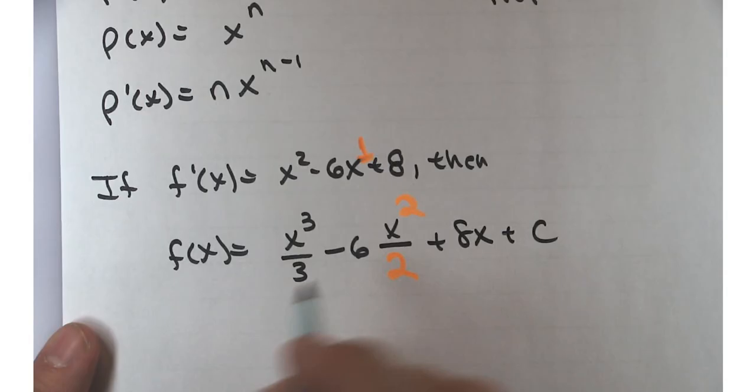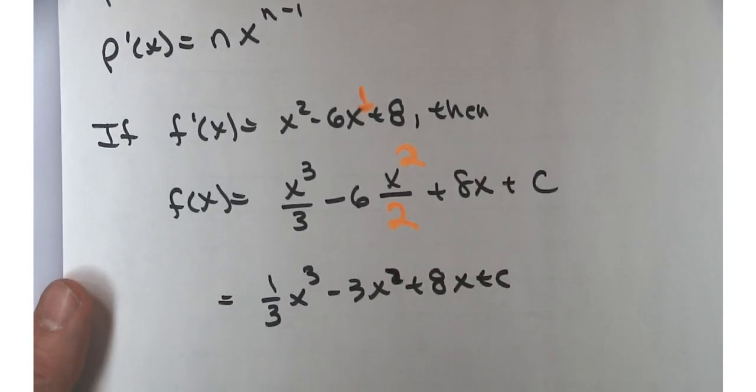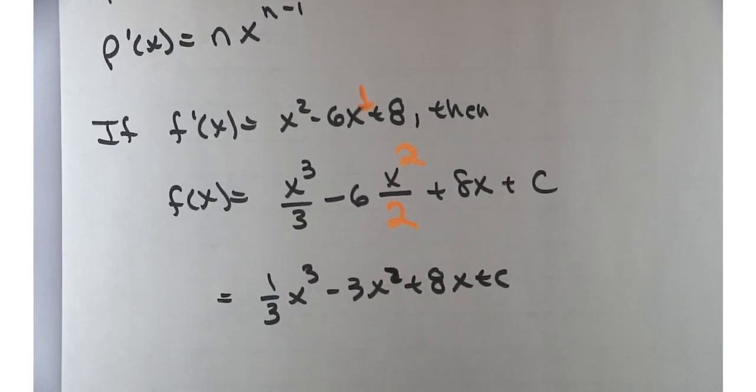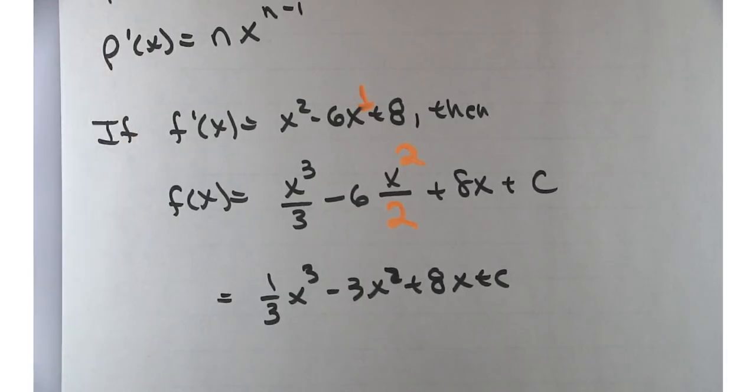2 goes into 6 3 times, so I'll rewrite that as 1/3 x to the 3rd minus 3x squared plus 8x plus c. There you go. So a nice problem, so that when you differentiate it, you've given your students something that they can easily work with and factor, rather than some ugly quadratic equation where you're going to use the quadratic formula to find its roots. So, yay. That's where we're headed with this kind of stuff.